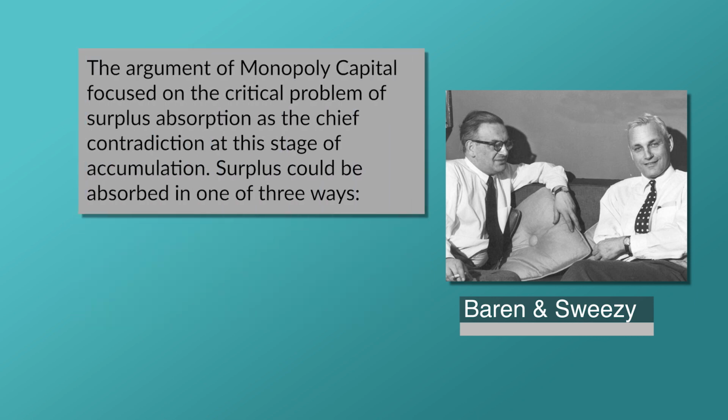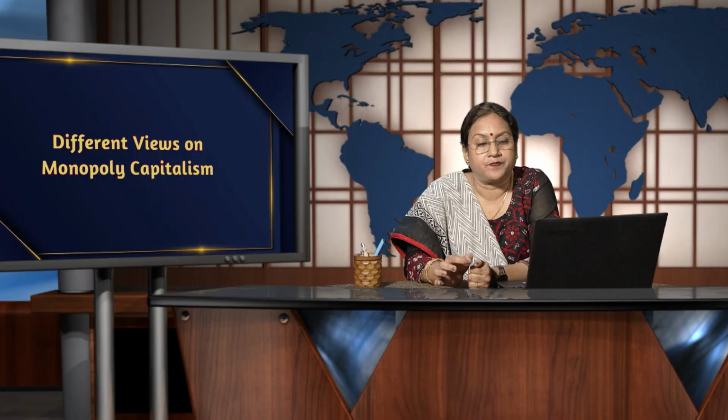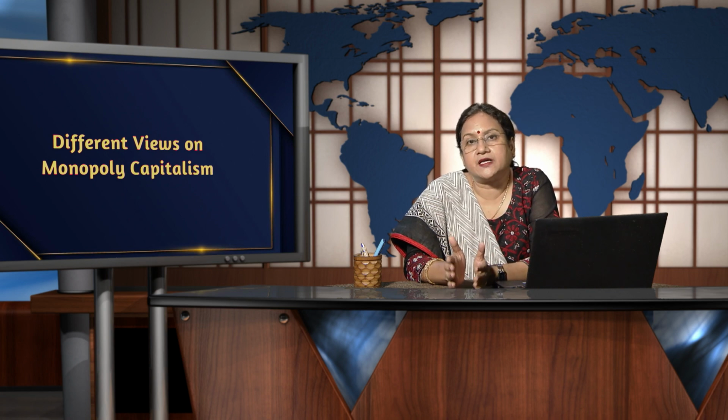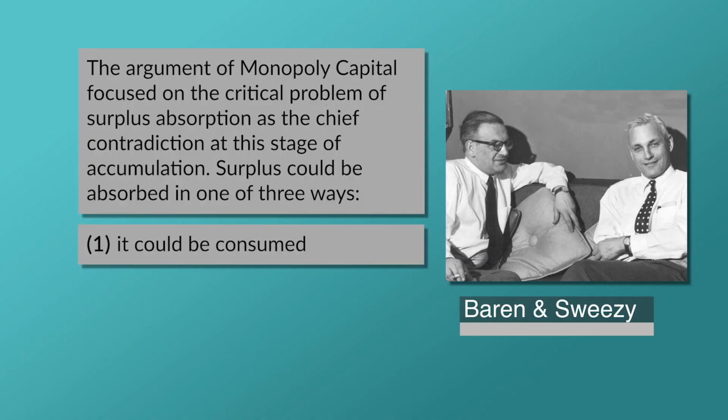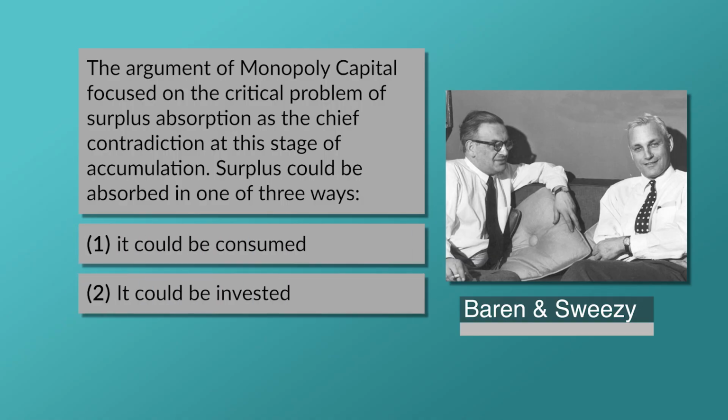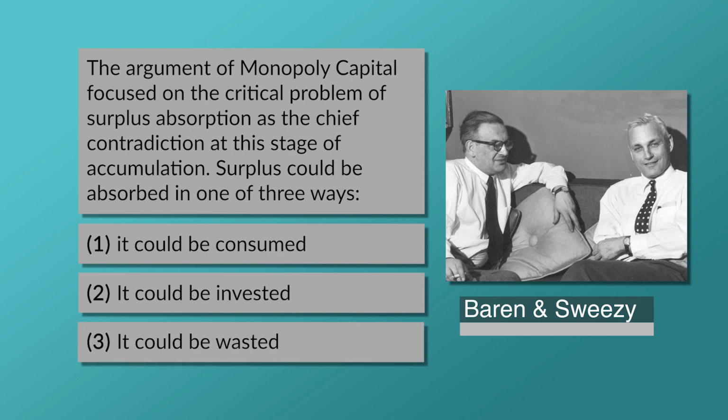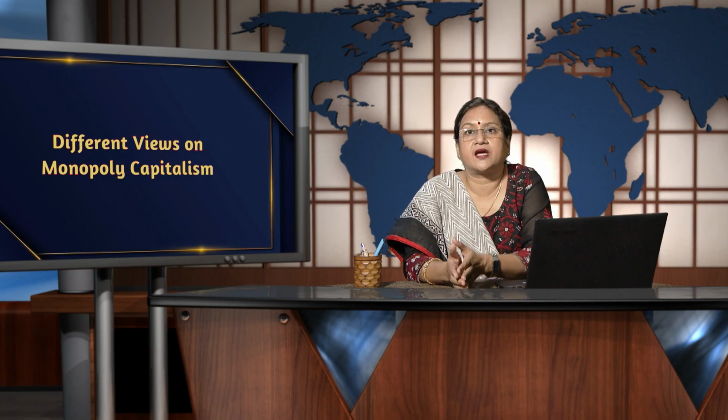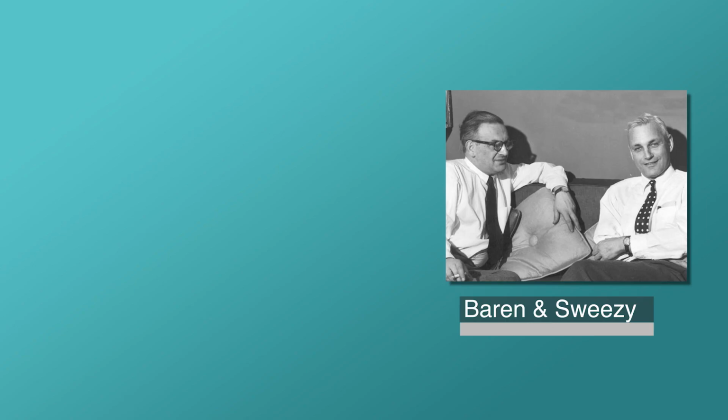Now, the argument of Monopoly Capital focused on the critical problem of surplus absorption as the chief contradiction in the stage of accumulation. What do we do with surplus? Now, surplus could be absorbed in any one of the following ways. It can be consumed, it can be invested, or it can be wasted. These are the three ways you can absorb the surplus.